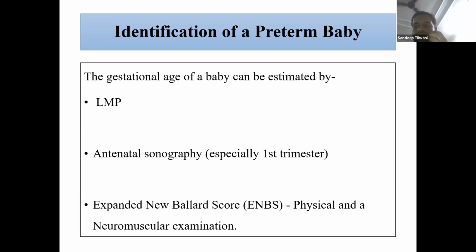But for you, when you are beginners, it is advised that you should have the habit of plotting the New Ballard score for all the babies which you see, or at least for as many babies as possible. Okay, because the more practice you do, the more master you will become in it. So for that we use an expanded New Ballard score.